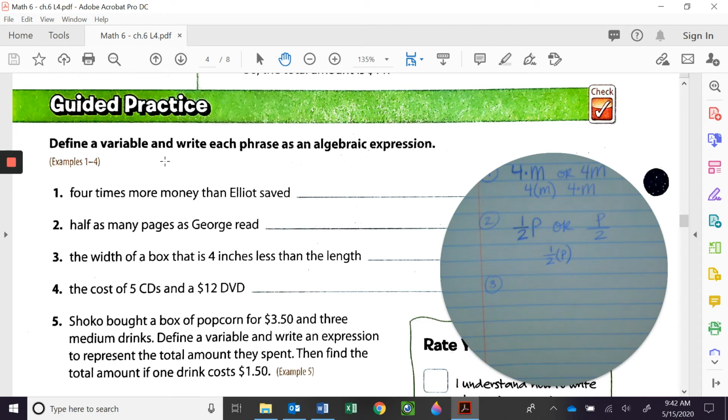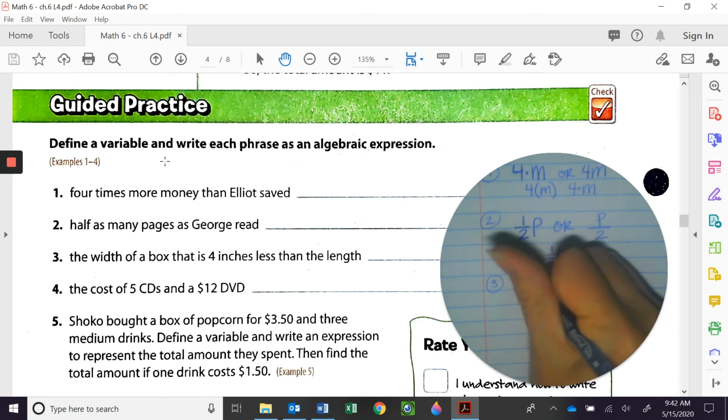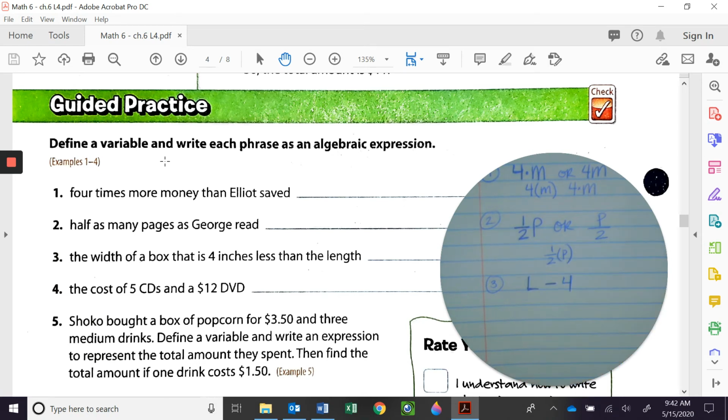The width of a box is 4 inches less than the length. So 4 inches less than the length. So L for length.